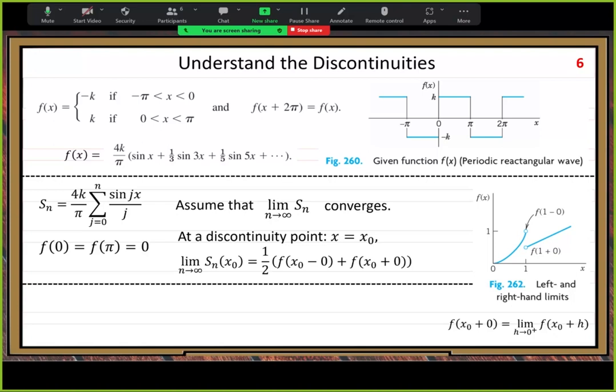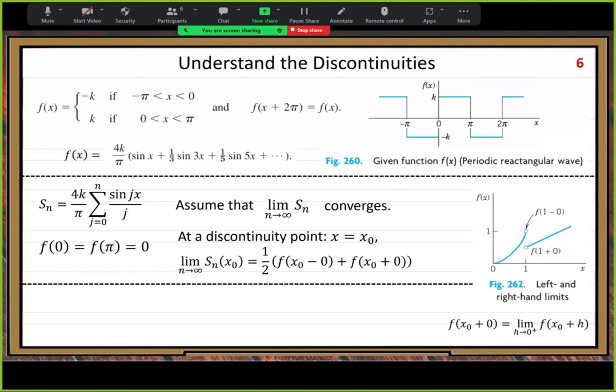Here I write the right-hand limit as f of x0 plus 0. What is the meaning of that? The plus means the right-hand limit, as h approaches 0 from the positive direction. Do not go in the negative direction. h is a positive number, but it approaches 0. That's the right-hand limit. Similarly, we define the left-hand limit.